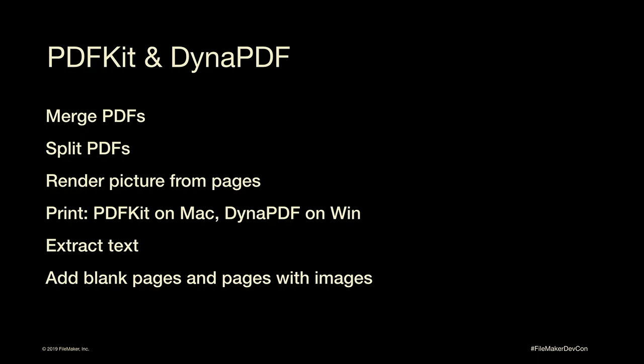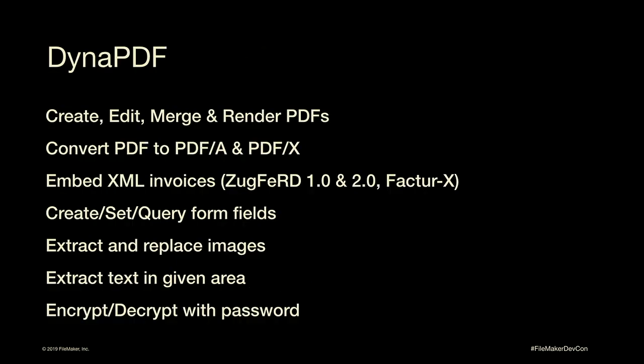We can render individual pictures from a page, so you can show users just the picture and not the full PDF, so people can't just download the PDF on a website. We can print PDF documents for you with PDFKit on Mac and DynaPDF on Windows, where you can print without or with a dialog. We can extract the text of a PDF page, and we can add new pages if needed. With DynaPDF we can even do more.